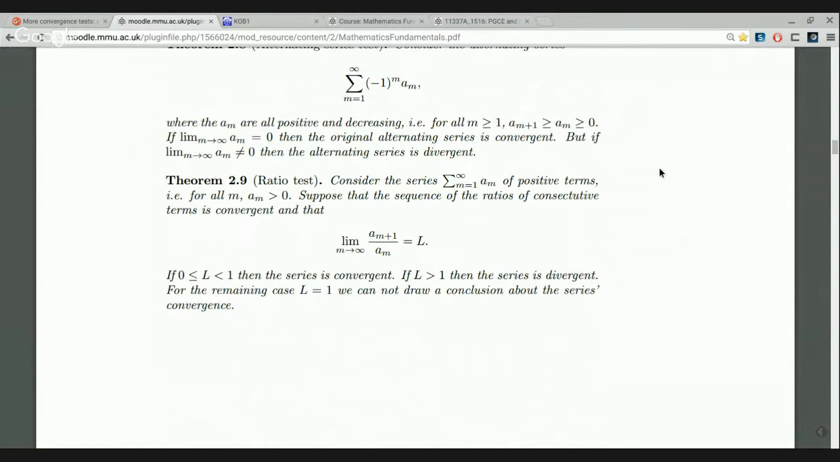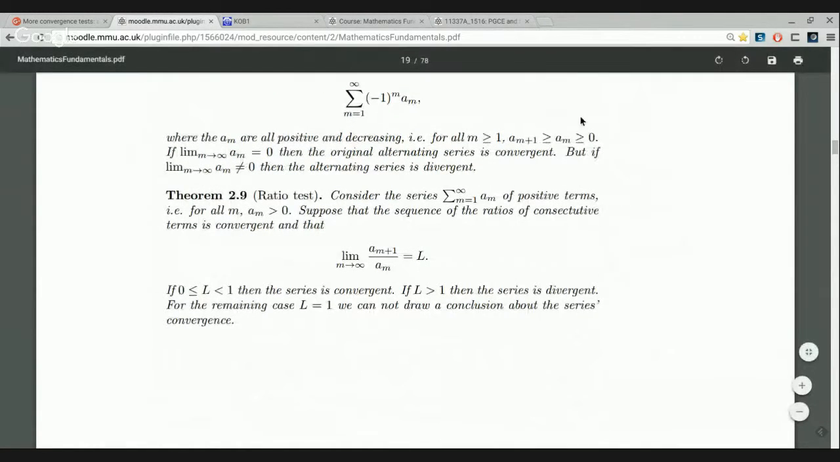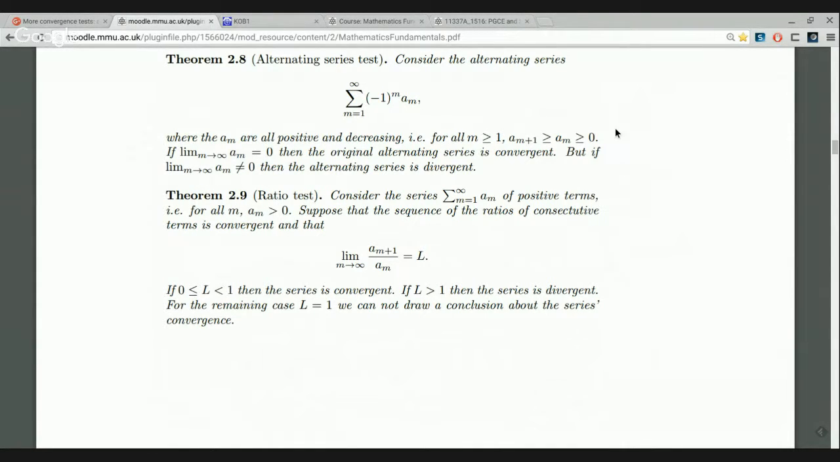So you have to reverse this inequality here. So the AM should be bigger than or equal to AM plus 1. I'll correct that in the notes.